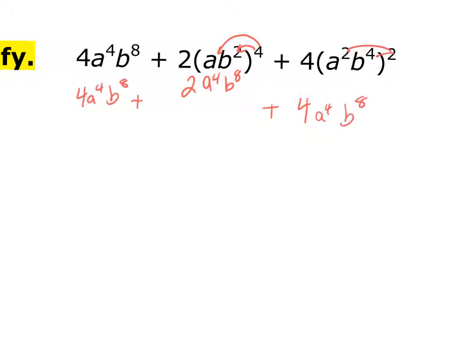Now when we step back and look at all of our 3 terms, we notice that they're all like terms. They're all a to the 4, b to the 8s. So 4a to the 4 b to the 8 plus 2a to the 4 b to the 8 plus 4a to the 4 b to the 8 is 10a to the 4 b to the 8.